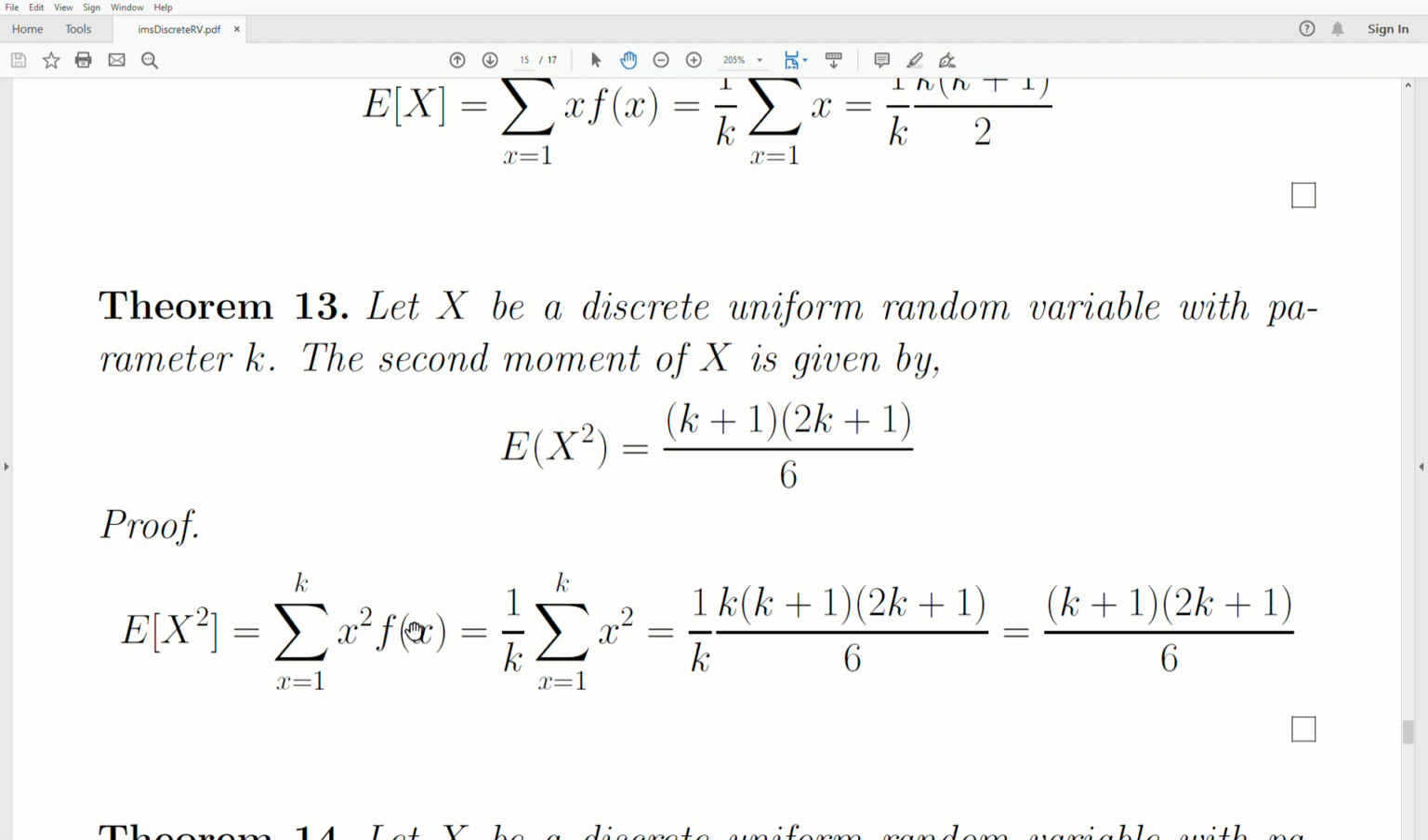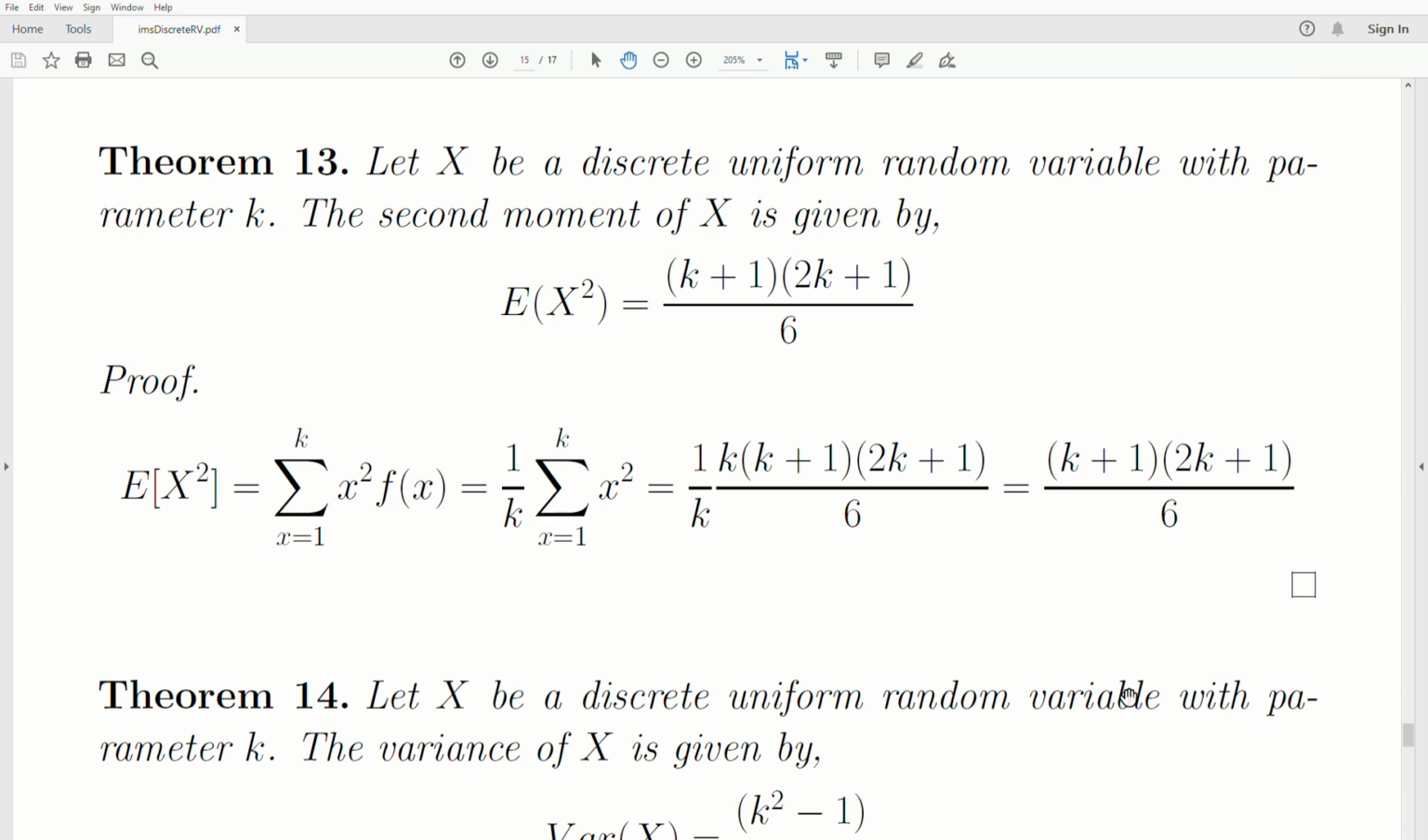And then when we plug in the density of 1 over k, it's not indexed, so it can come out front. And then this is just the sum of the first k integers squared, the sum of the squared integers from 1 to k. And that's a pretty famous formula: k times (k plus 1) times (2k plus 1), all divided by 6. The k's cancel, and the result follows.